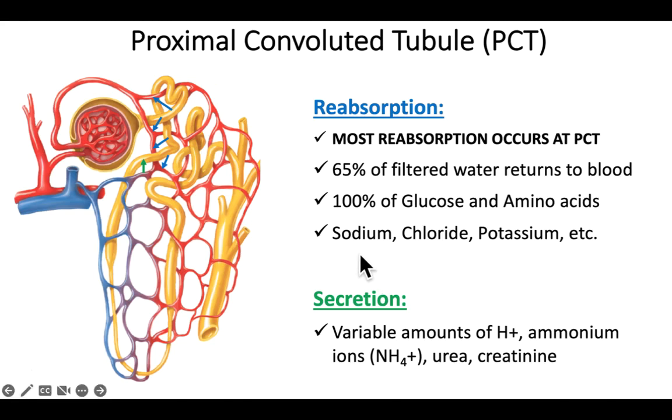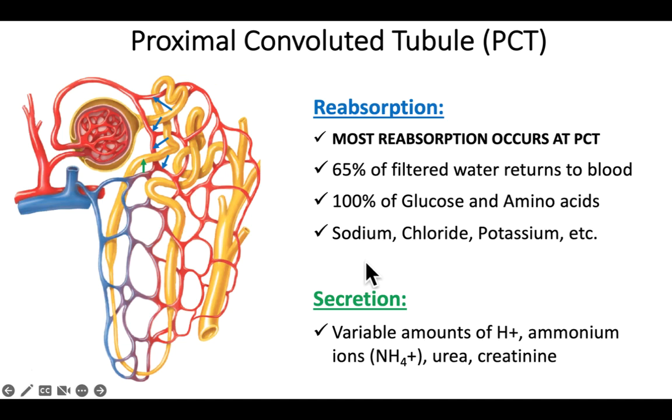Other ions get reabsorbed as well, sodium, chloride, and potassium. We start bringing those back into the bloodstream. So again, the blue arrows represent reabsorption. And at the PCT, we do a lot of it. We also do a little bit of secretion.